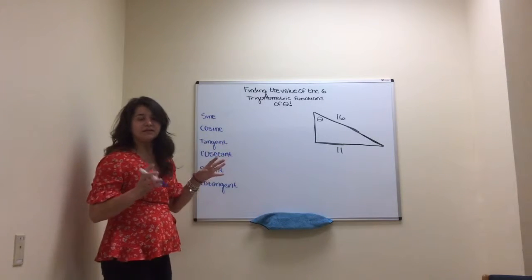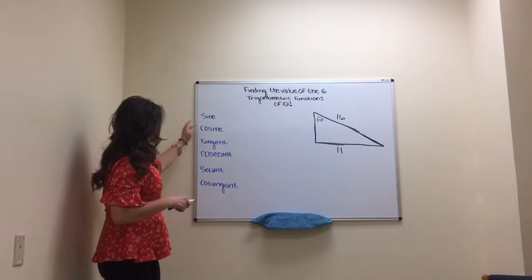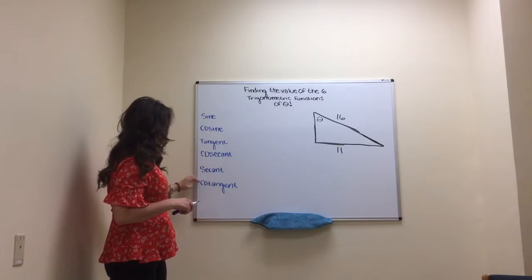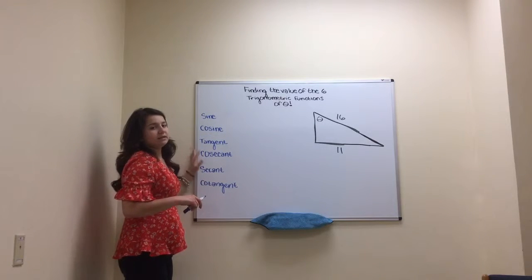Today I am going to be teaching y'all how to find the value of 6 trigonometric functions with a triangle, kind of like a little demo. What I'm basically going to go over first is just what actually all these mean. So we have sine, cosine, tangent, cosecant, secant, and cotangent. Okay? So what does this mean?